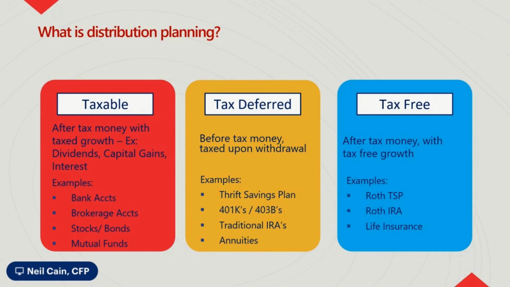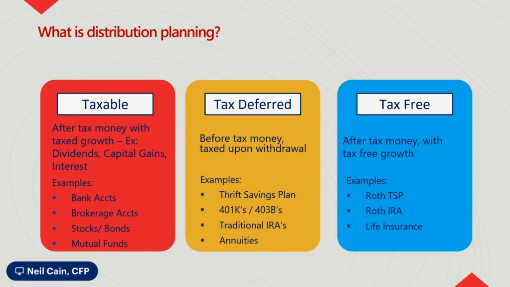Okay? Over here in the middle category is what's called tax deferred. This is going to be your Thrift Savings Plan, traditional. This is going to be 401ks and 403bs that are traditional, as well as IRAs that are traditional, and annuities. These are before tax money, and they are taxed upon withdrawal, okay?